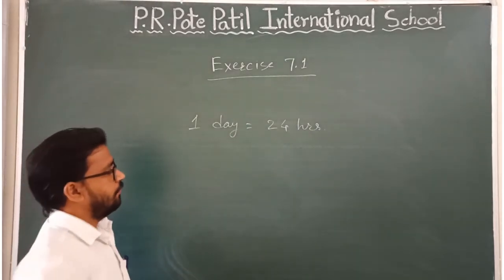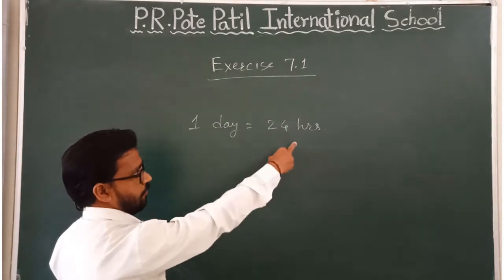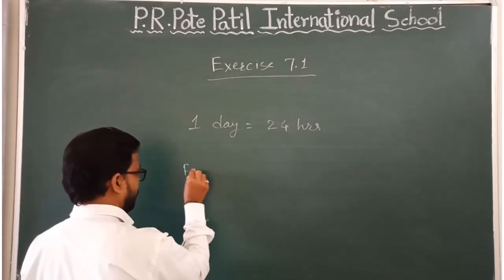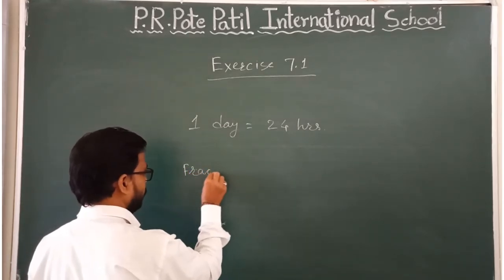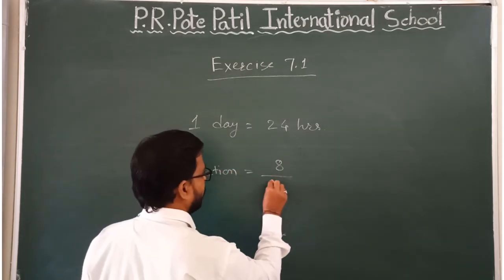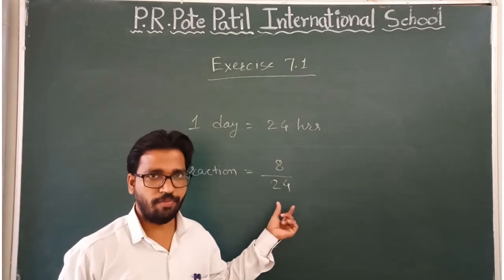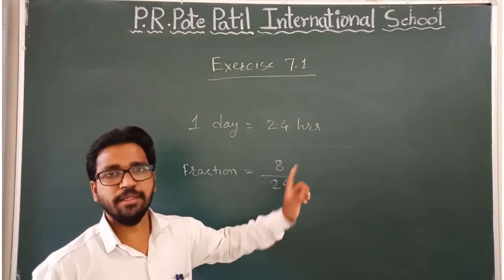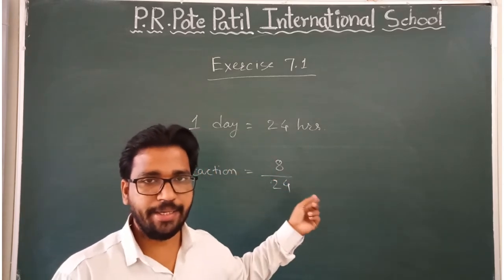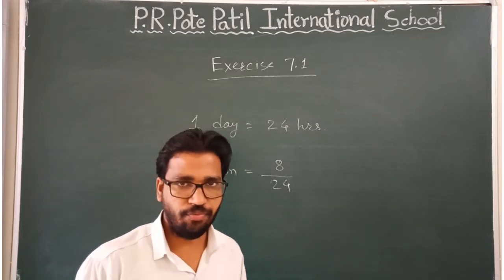So fraction of a day is 8 hours. Suppose one day is there, one day is 24 hours, right? So fraction equals 8 upon 24. Means from those 24 hours, means from one day, how many hours are there? 8 hours. So the fraction of a day that is 8 hours is 8 upon 24.